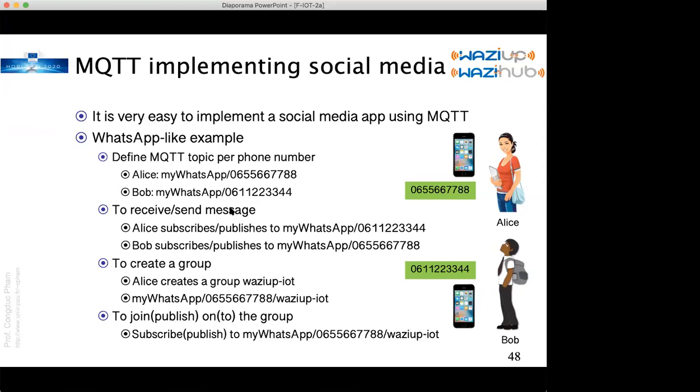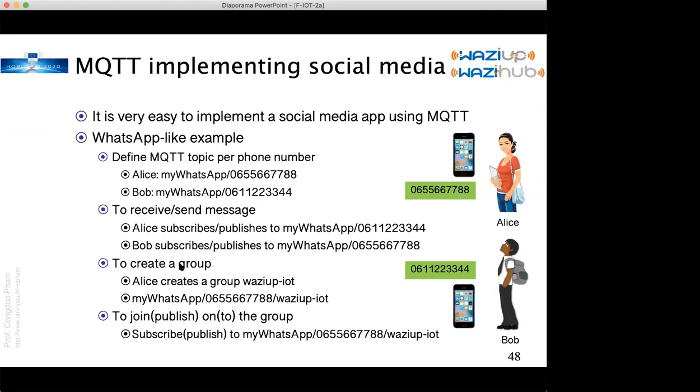If you want these two persons to be able to exchange data privately, Alice will subscribe and publish to Bob's topic. And Bob will subscribe and publish to Alice's topic. So both of them can exchange data in a WhatsApp manner. See how easy it is to build such a chat application using MQTT.